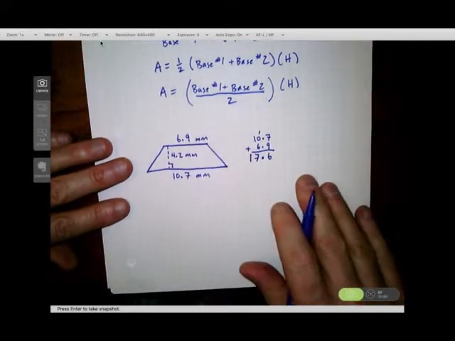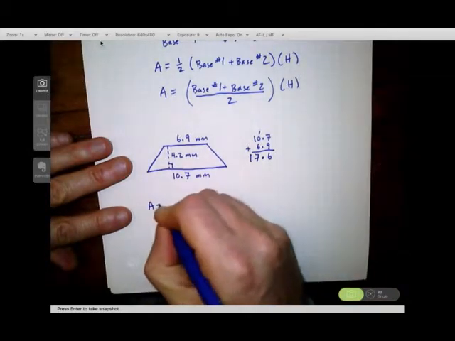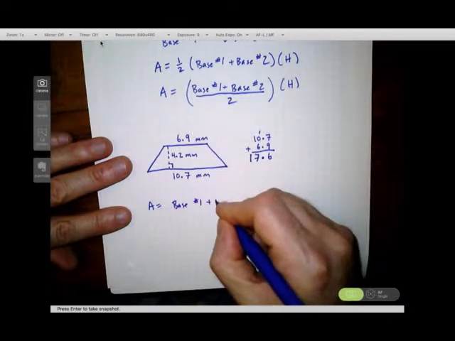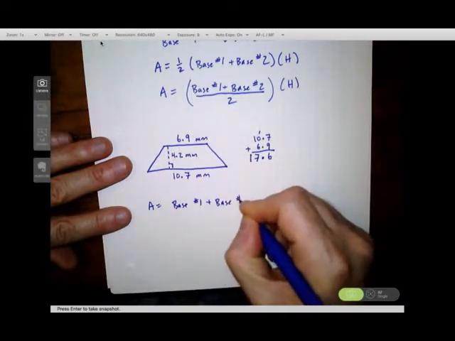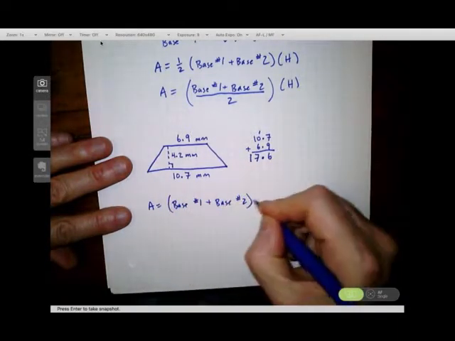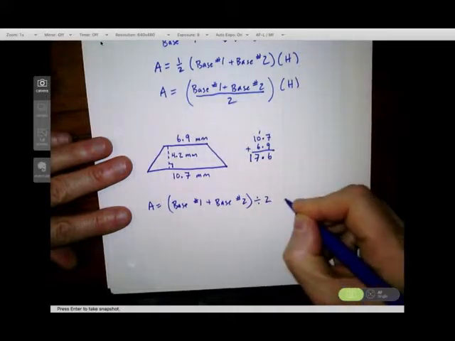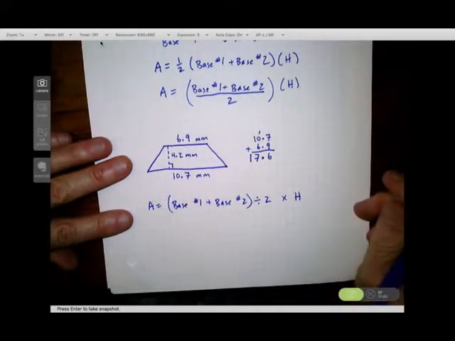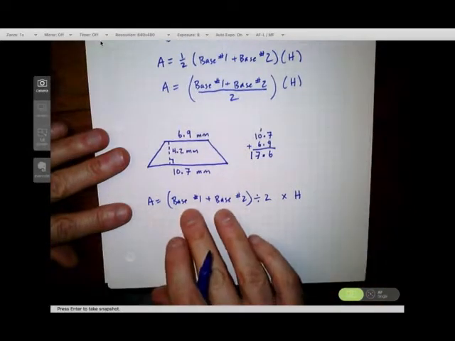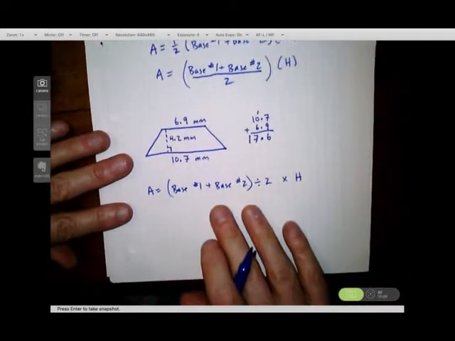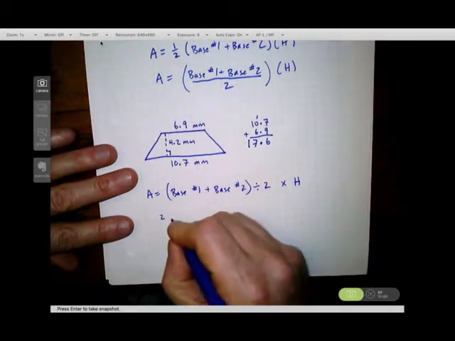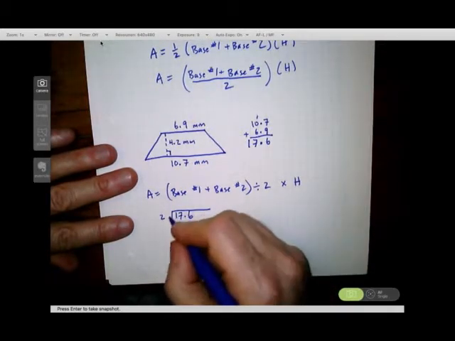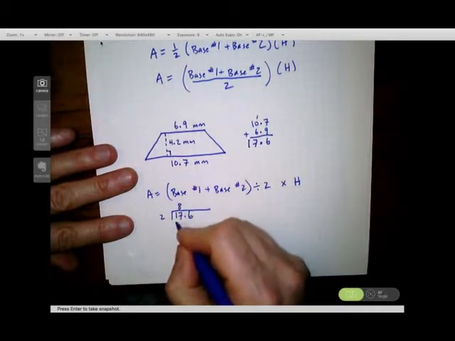Okay, so again, let me write it out here. So I'm going to go base 1 plus base number 2, which I just worked out. I'm going to divide that by 2, and then I'm going to times that by the height. Add the bases. I just did that, and I'm going to divide that by 2. So 2 into 17.6. Okay, 2 goes into 17 8 times.